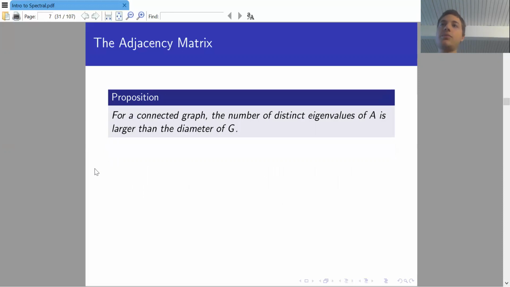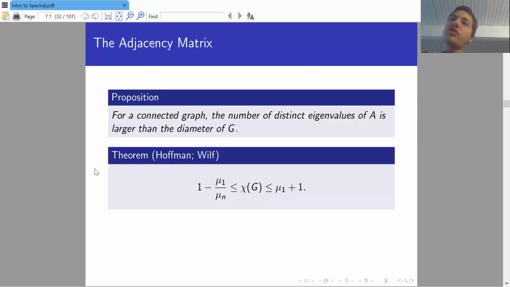That proves that. And now I'm just going to very briefly mention a couple other results without proof. So one thing is that if you have a connected graph, then the number of distinct eigenvalues of your adjacency matrix is strictly larger than the diameter of your graph G. Another result concerns bounds on the chromatic number of a graph G. So we have this lower bound in terms of the largest eigenvalue mu_1 and the smallest eigenvalue mu_n due to Hoffman, and the upper bound due to Wilf, and this bound is typically a bit stronger than something called Brooks' theorem, if you're familiar with that.